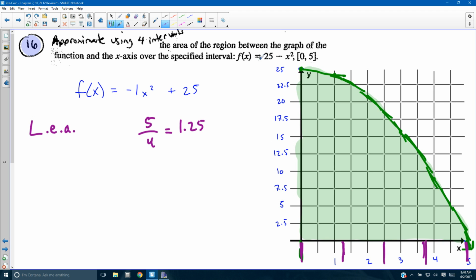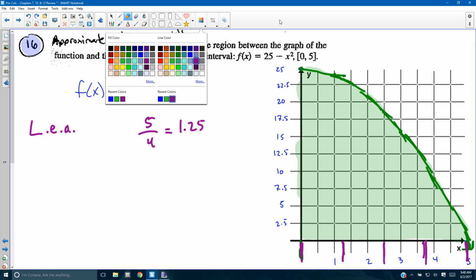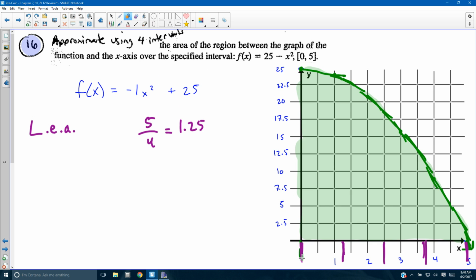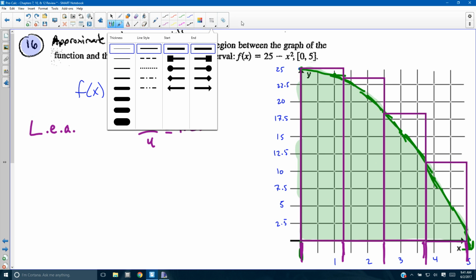Here are 4 rectangles where I'm going to make them in purple, right? Or those are the splicings. I'm going to make 4 rectangles here from left endpoints like f of 0, that's 25. F of 1.25, that's this number here. We'll get that in a bit. F of 2.5 and f of 3.75 right there. We're going to find out what the area of these 4 rectangles are. We know their width. We need to know all of their heights. So this is where I'm going to have the calculator help me a little bit.